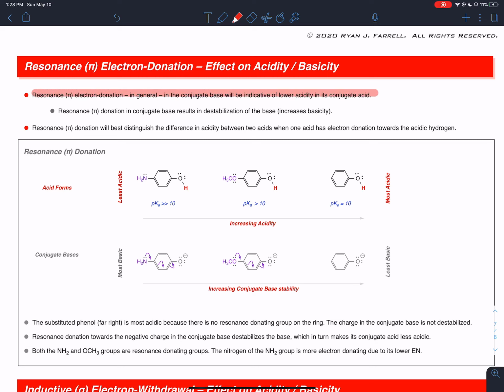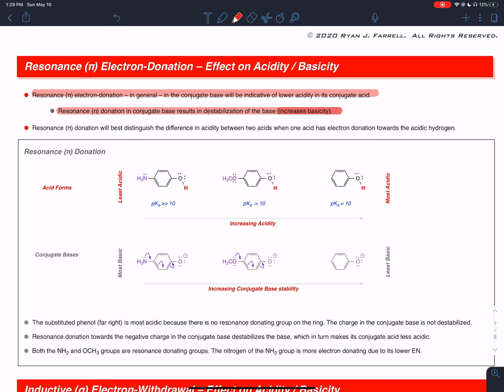Resonance electron donation in general is going to be indicative of lower acidity in the conjugate acid, and it will destabilize the conjugate base. When we have electron donation via resonance in the conjugate base towards where the acidic hydrogen is taken from, it will result in destabilization of the base, and that increases basicity because we are destabilizing the negative charge.